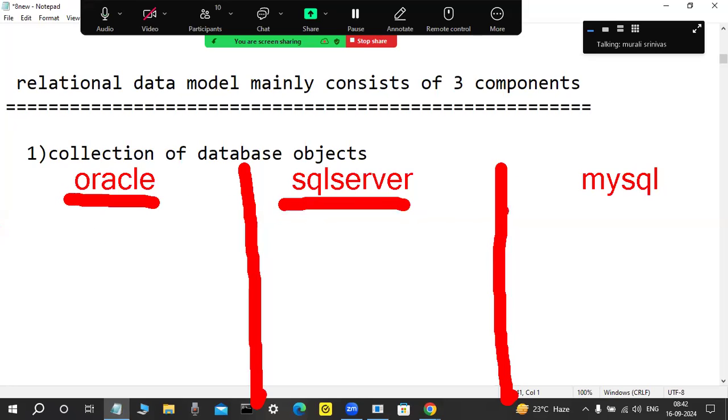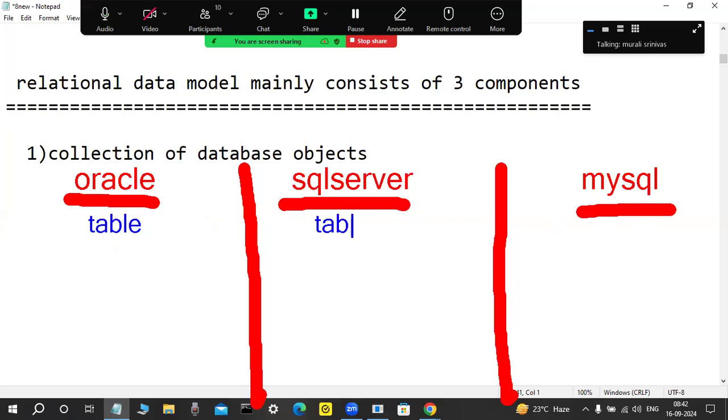These are relational data model products. No, the relational data model is a concept, a big concept, I will tell you later. Based on that concept only, different companies are implementing different products. Now in Oracle, where I am working, table is a database object.